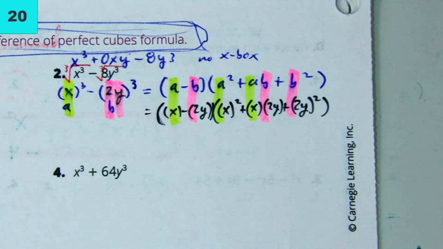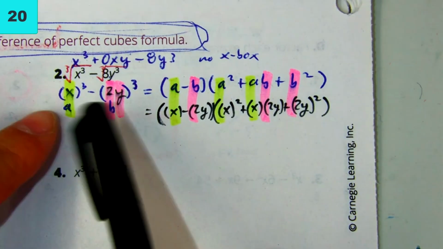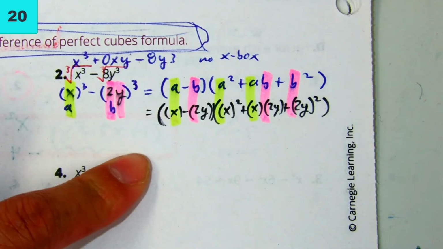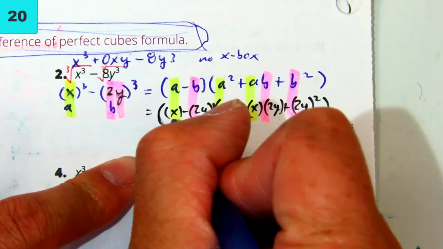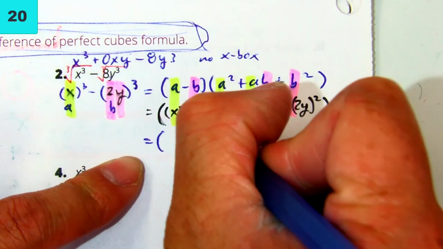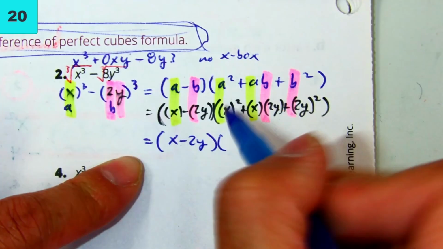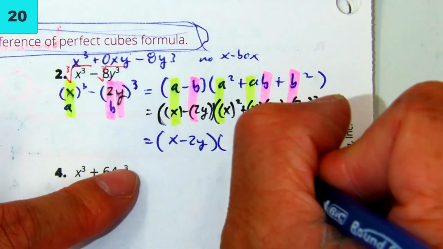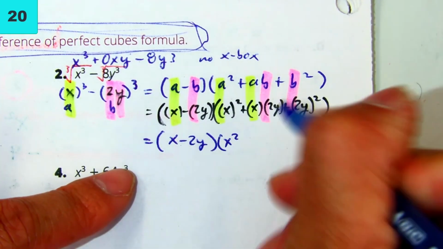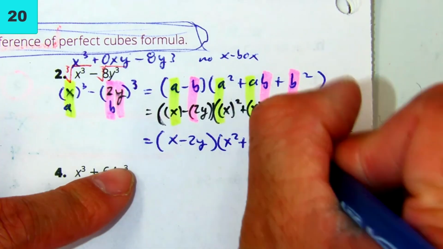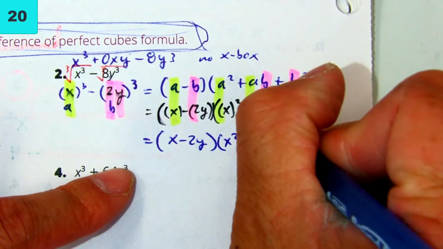So I found the cube root, I find my a and b, I write down the formula, I'm going to do the substitution, now I'm going to simplify. I have x minus 2y, I don't need all those parentheses anymore. Class, what is x squared? X squared. X times 2y, they like to write the numbers first, so this is going to be a positive expression, then they write the letters alphabetical.